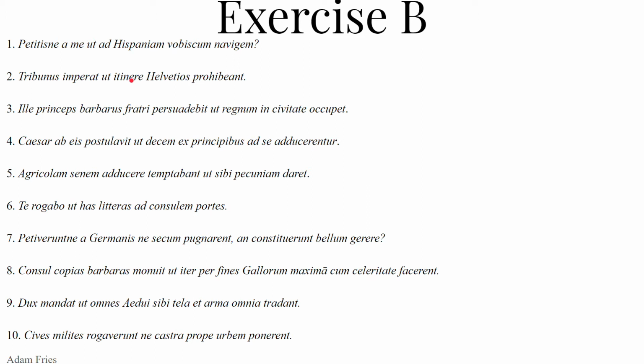And you don't need a or de or ex indicating separation here because that information is contained in the verb. So the few times the Romans are just like, yeah, it's already in the verb. No need to put a preposition there. So the tribune commands so that they may keep the Helvetians from their route, from their march. The tribune orders them to keep the Helvetians from their march.